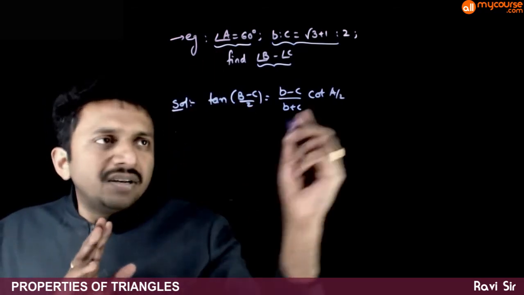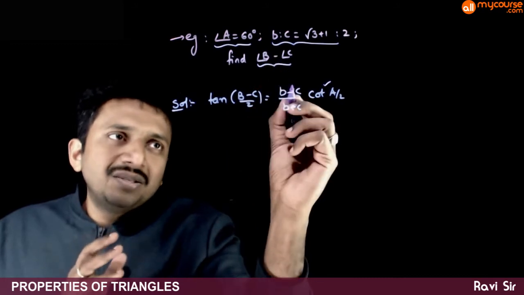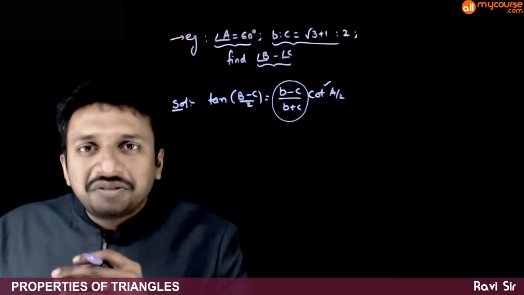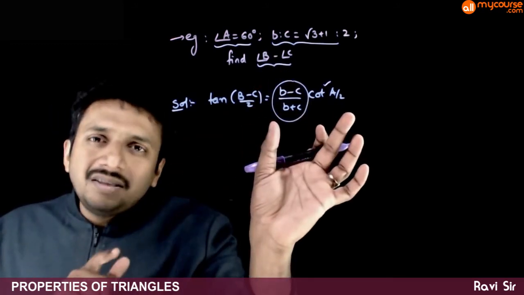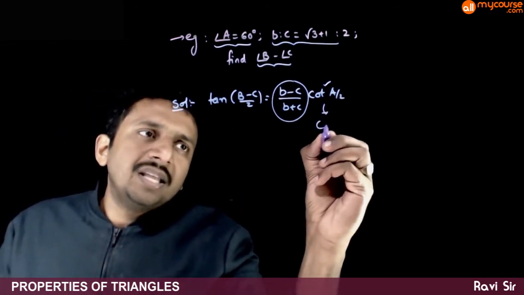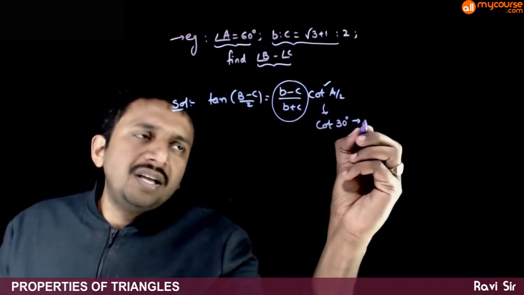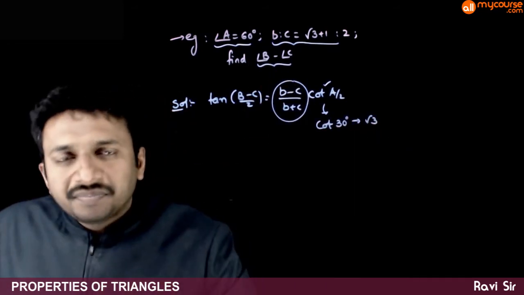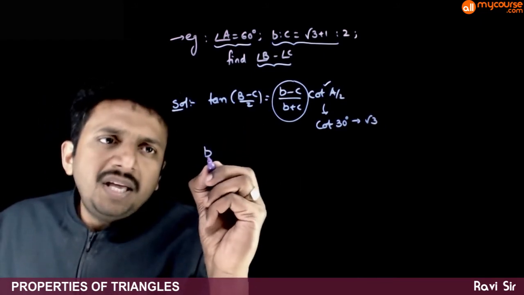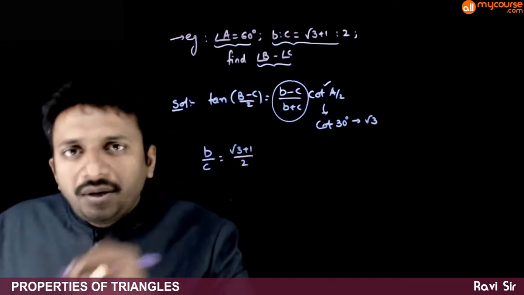So angle A is given, so cot A/2 is very straightforward. B is to C is given, so (B minus C)/(B plus C) is also very straightforward. So you can find these two terms very easily. So cot A/2 is nothing but cot of 30 degrees, which is equal to root 3. And B by C is equal to (root 3 plus 1)/2.